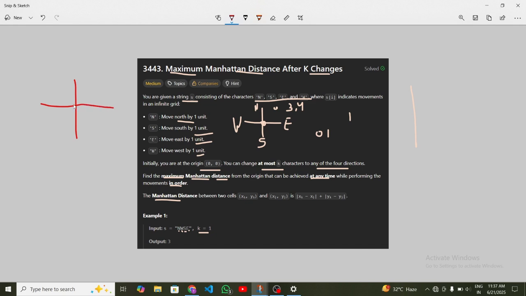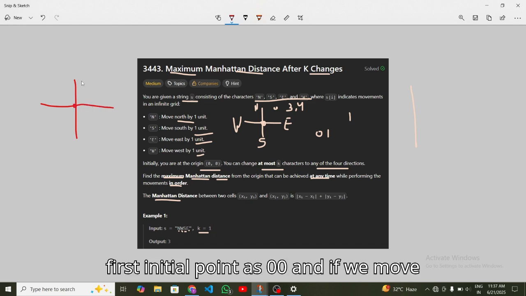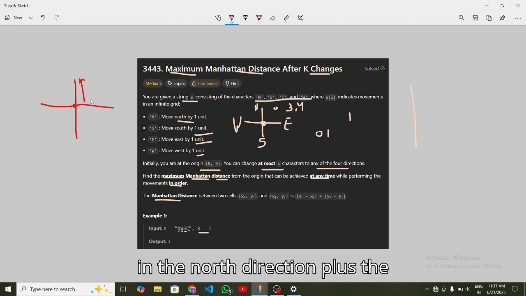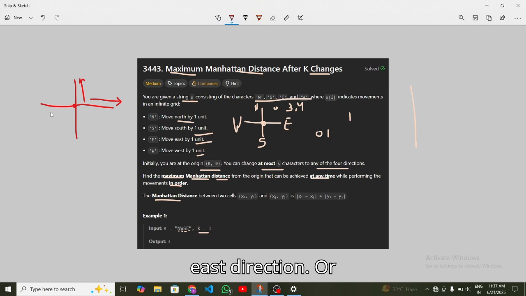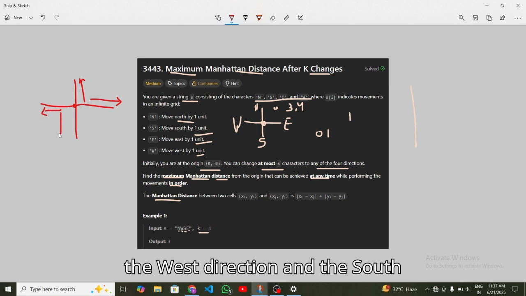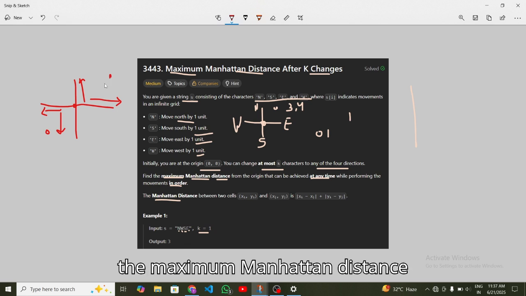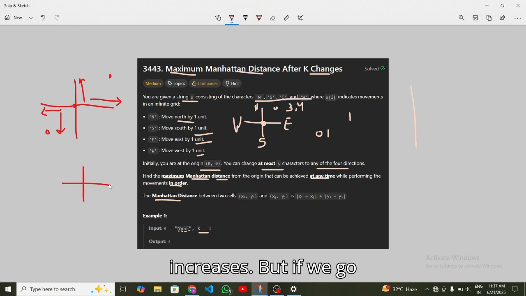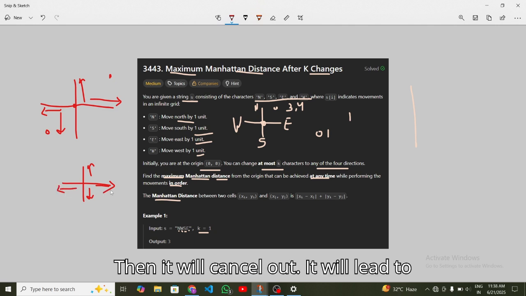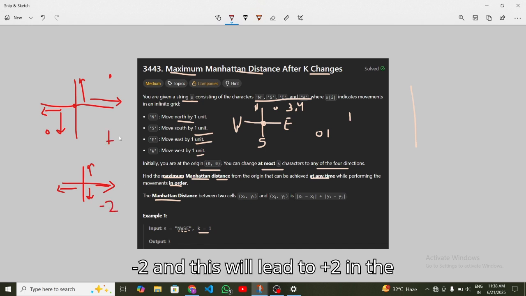If we take the first initial point as 0, 0 and if we move in the north direction plus the east direction, or the west direction and the south direction, then our value will increase at this point or at this point. The maximum Manhattan distance increases, but if we go in opposite directions, for example north and south, and east and west, then it will cancel out. It will lead to -2, and this will lead to +2 in the Manhattan distance.